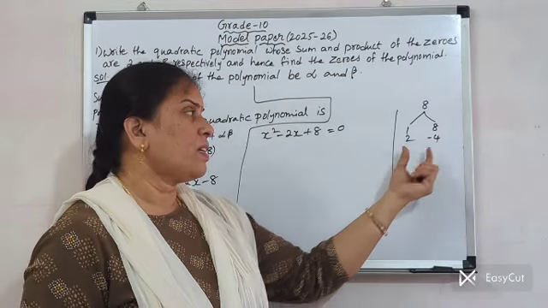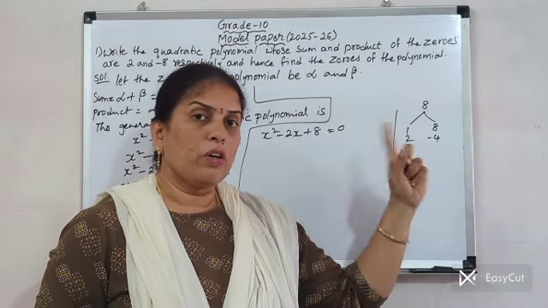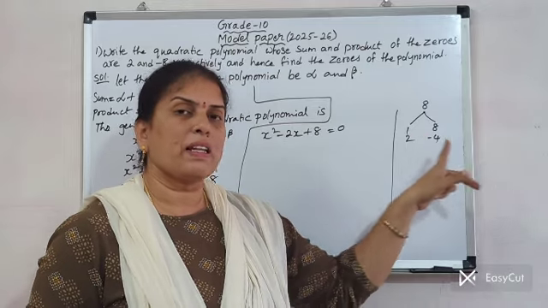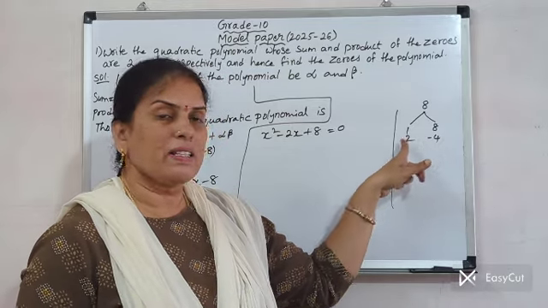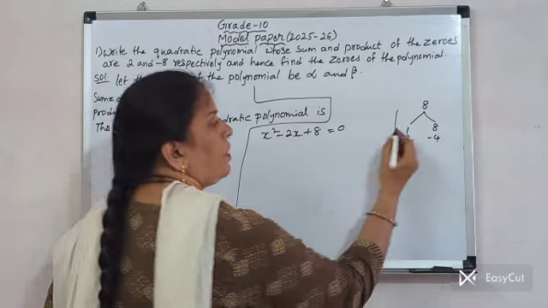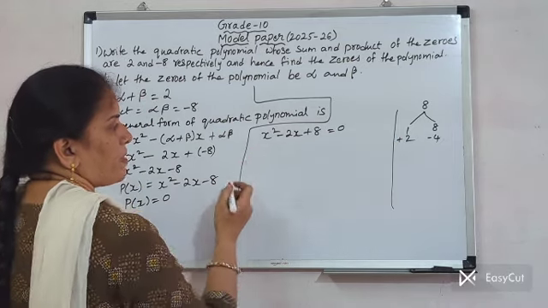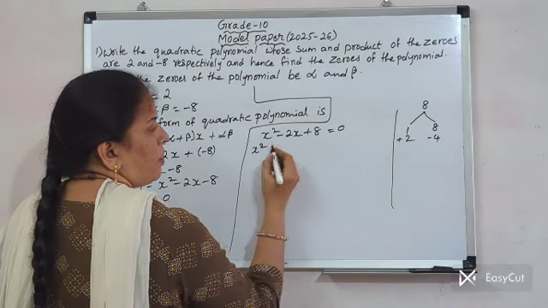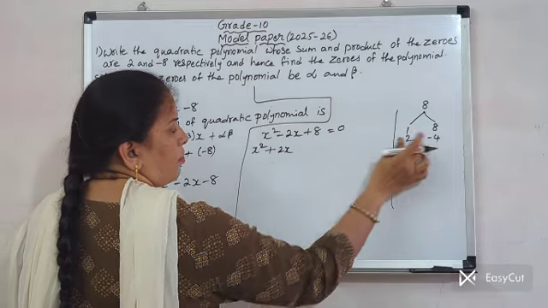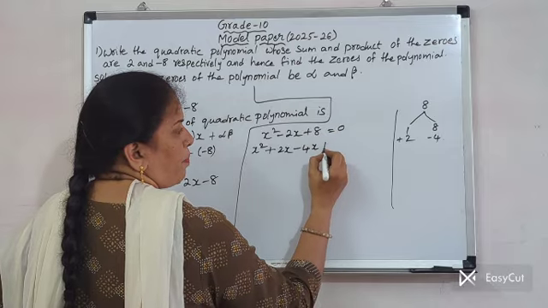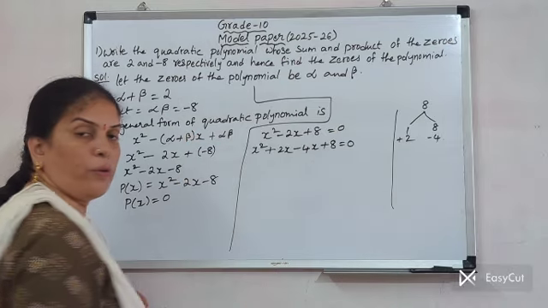We are subtracting. Subtraction means both must be on opposite sides. One must be plus, another must be minus. Here already minus is there, so here we keep plus. So, I am writing these factors: x square plus 2x minus 4x plus 8 equal to 0.